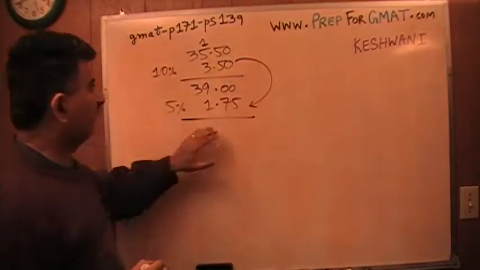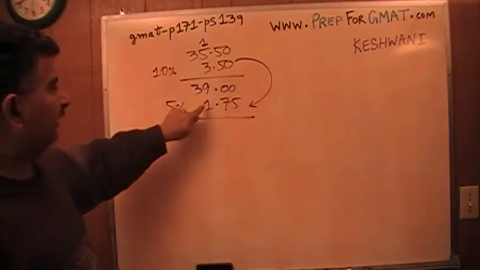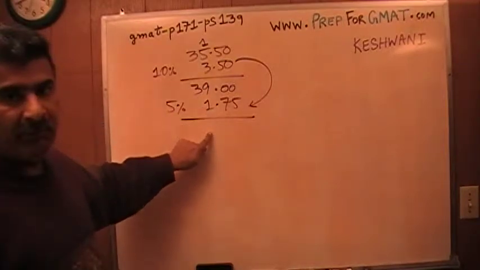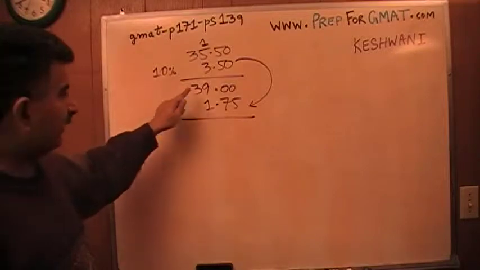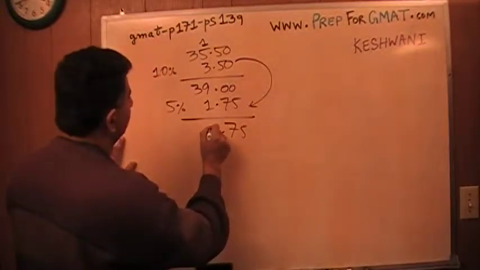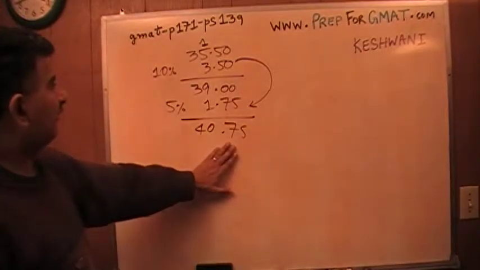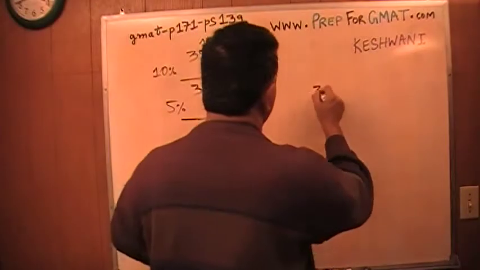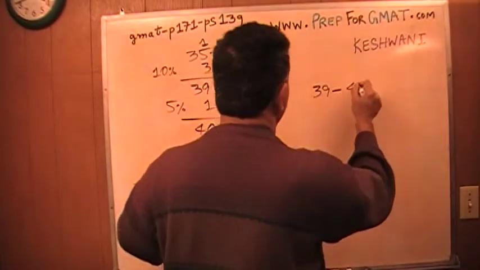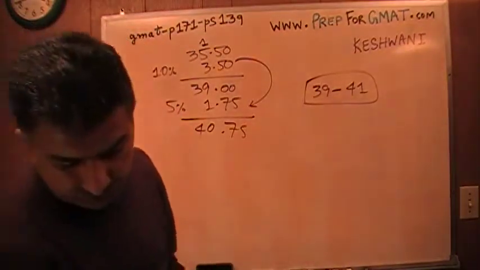Half of 350. Why am I taking half of 350? Because I know 350 is 10%. If I take half of that, that's another 5%. So that will give me the upper limit. The lower limit I know is $39. Let's see what the upper limit is. It looks like $40.75. So somewhere between $39 and $41 is the amount that was left on the table.